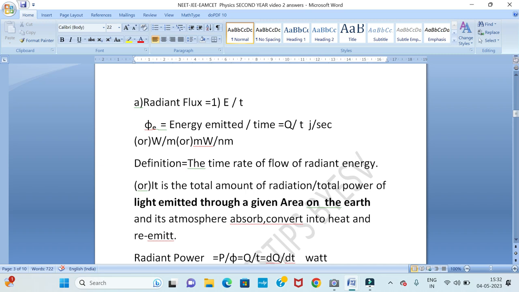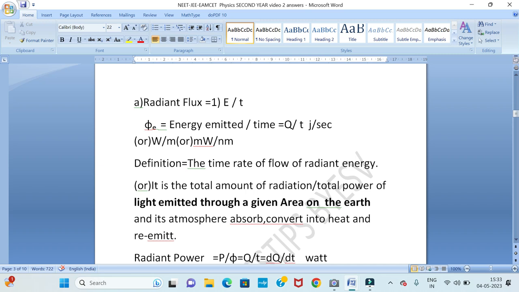Actual work formula is force into distance, joule. Here I am taking energy. The letter I have taken here is Q. So the unit is joule, joule per second, or watts per meter, watts per nanometer, like that. Any units you can take depending on the question.